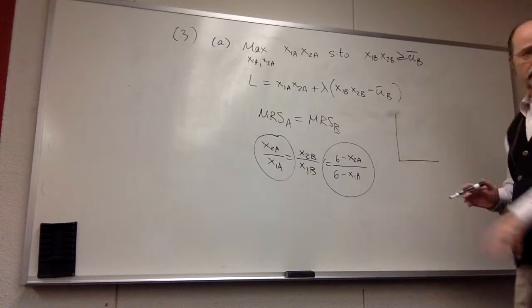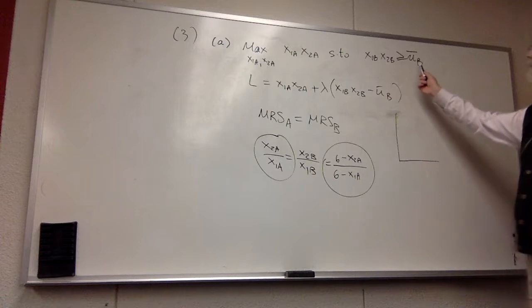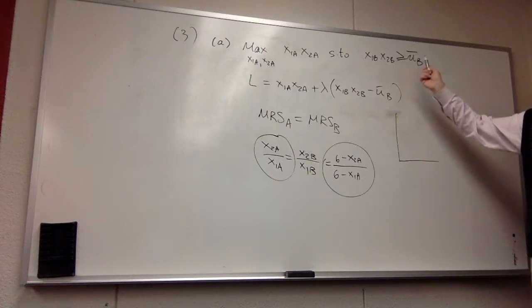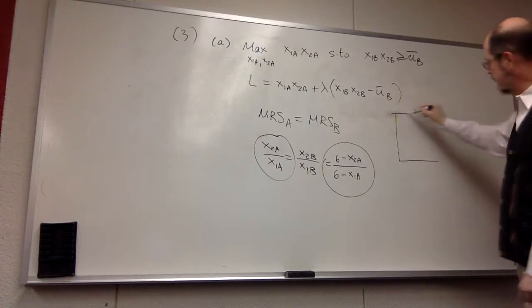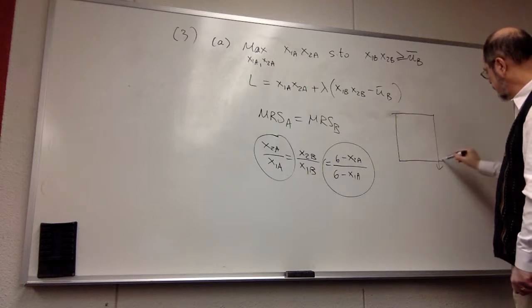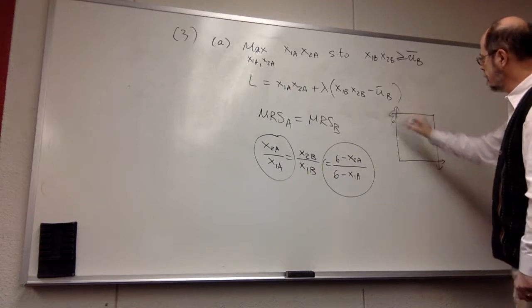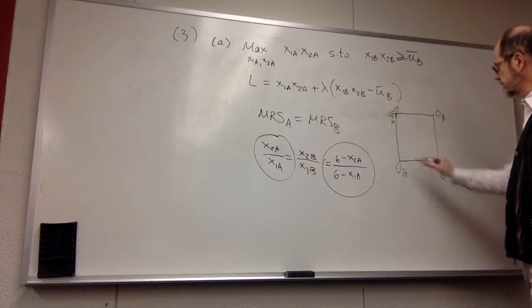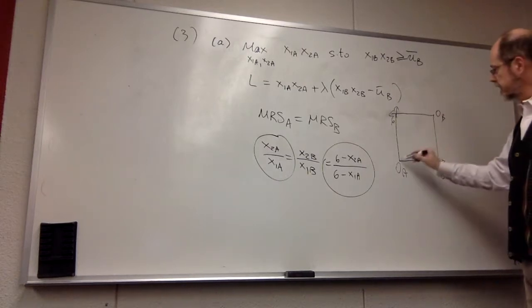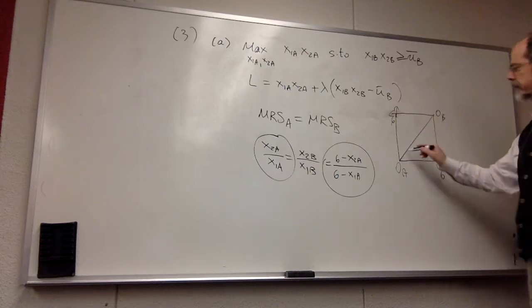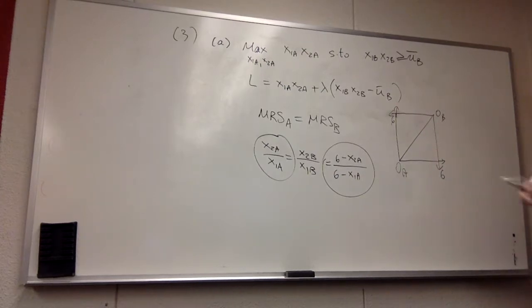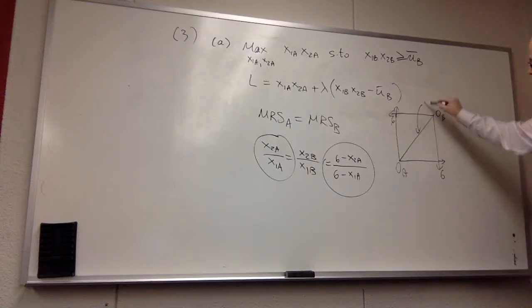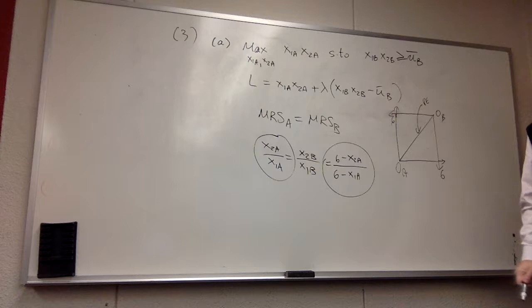I don't know the exact numbers, and I cannot know the exact numbers unless you give me this number. But that's irrelevant. If I make my box of dimension 6 and 6, then I know I'm along the 45-degree line, which, because the box is square, connects the two origins. So here is my set of Pareto efficient allocations, all of it. Okay?